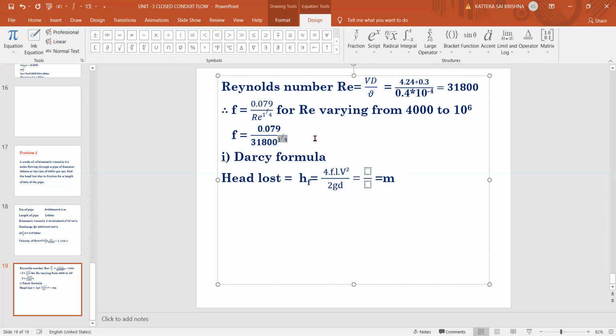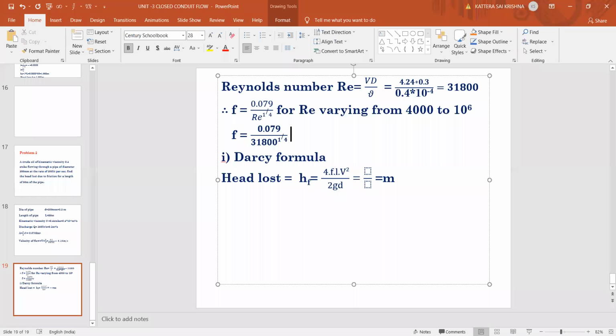Okay, so f value you can find out. f equal to 5.91 into 10 to the power of minus 3. So 5.91 into 10 power minus 3 is your f value.